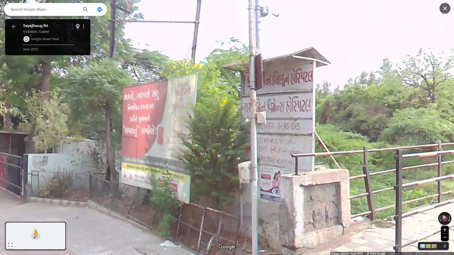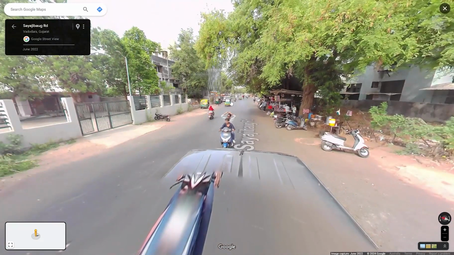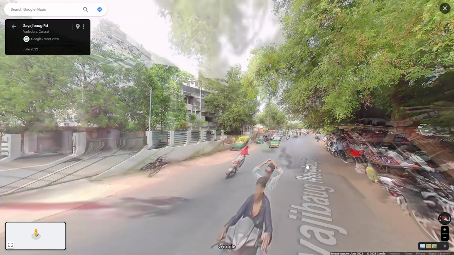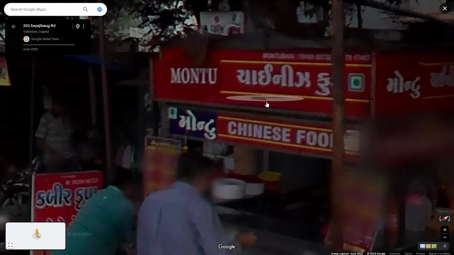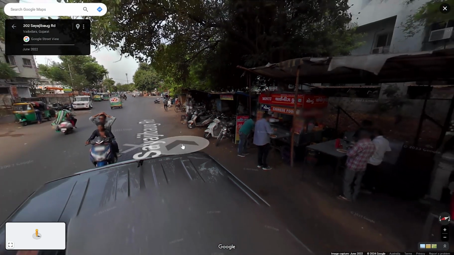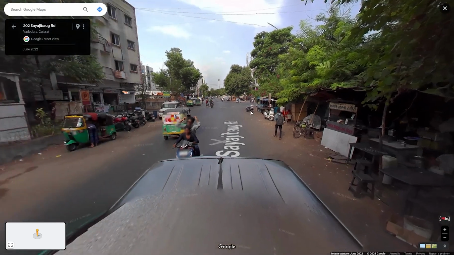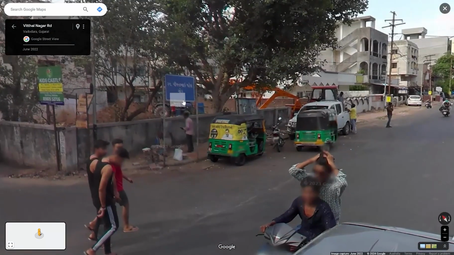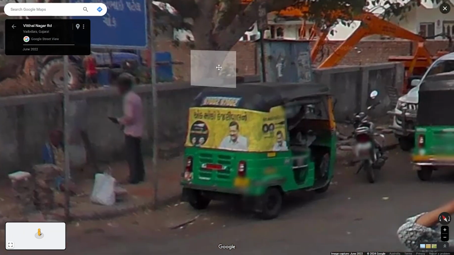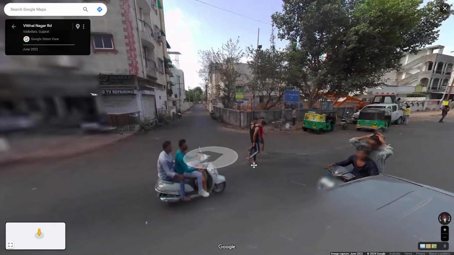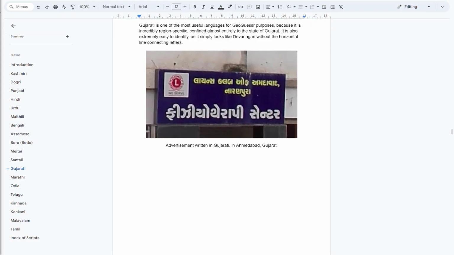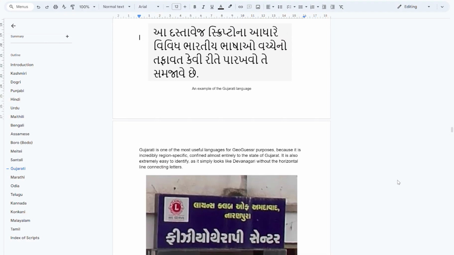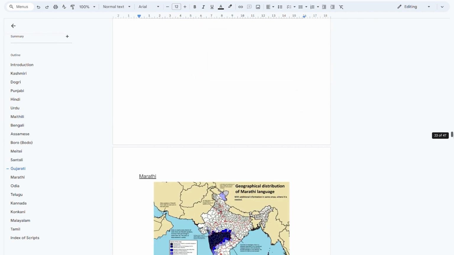So if we have a look, this is Street View in Gujarat. These signs are in Gujarati, again, no horizontal bar. And if we move along, there's this sign here written in Gujarati, this one here is in Gujarati. That sign is in Gujarati. The text on that taxi is in Gujarati. I could go on for ages, but yeah, if you're in Gujarat, you're going to see huge amounts of signs written in Gujarati.